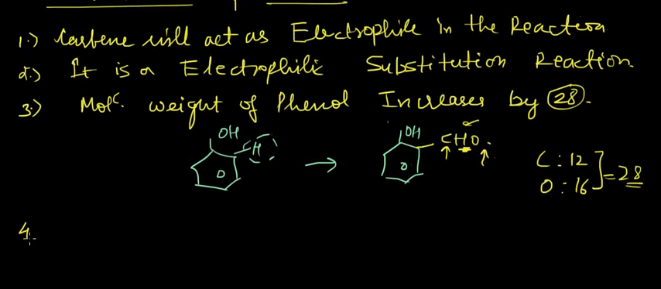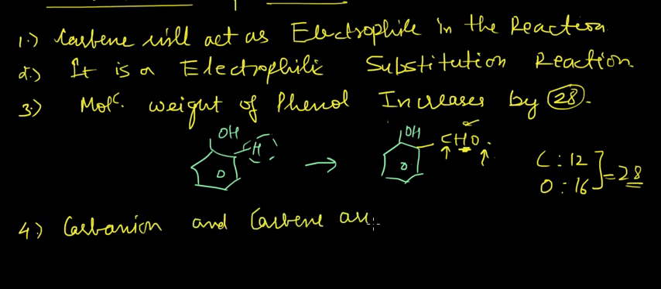Okay, the fourth point is that carbanion and carbene are intermediates in this reaction.